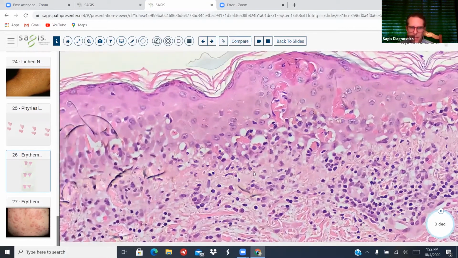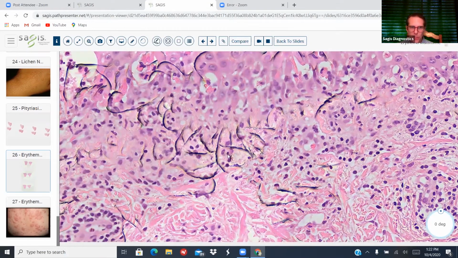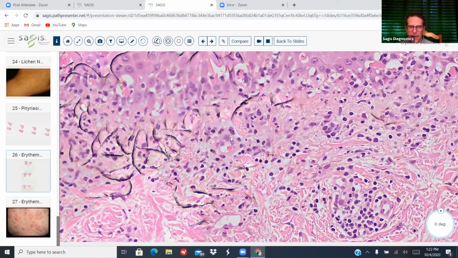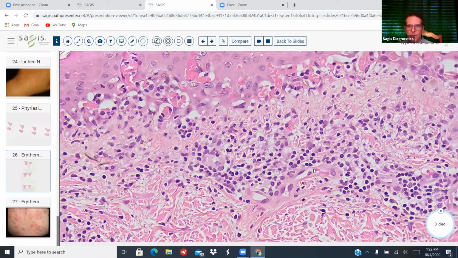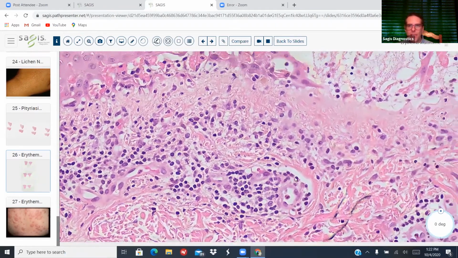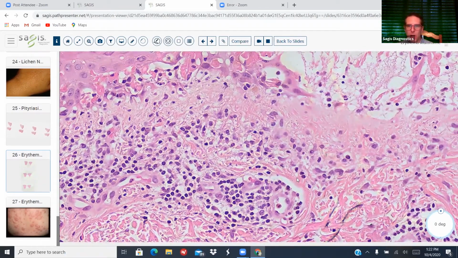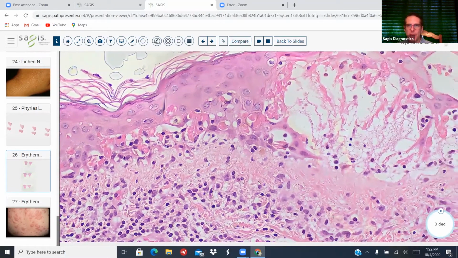Actually this is the example of corn flaking right here that I was telling you about, these little black things because there's air under the slide there. Usually patients with TEN have a more macular eruption that then starts to shed.